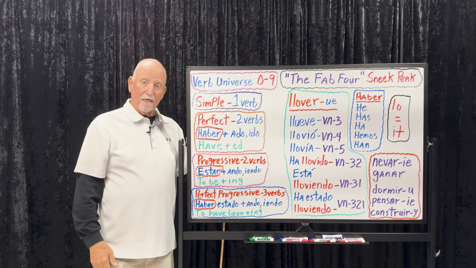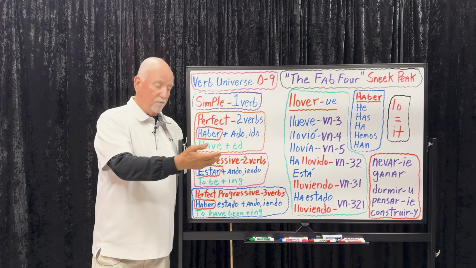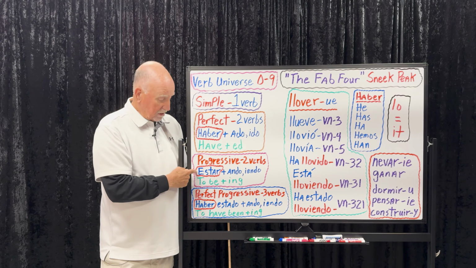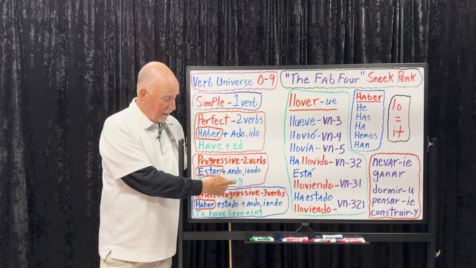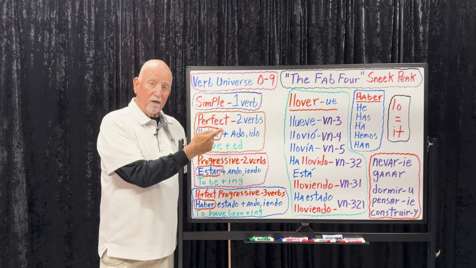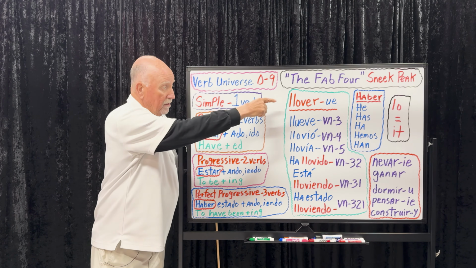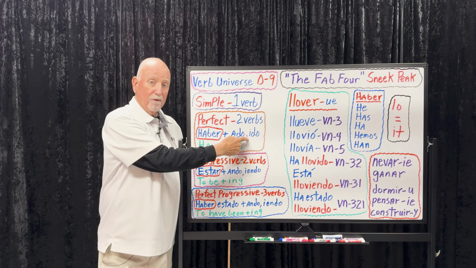It was raining, estaba lloviendo. It is raining right now, está lloviendo. There are two verbs in progressive tenses. You must conjugate estar, however you want it to be, and add the ing form, the ando, yendo. To say what you have done or what has happened, you conjugate haber, like in the present tense over here: he, has, ha, hemos, han, and you add your past participle.